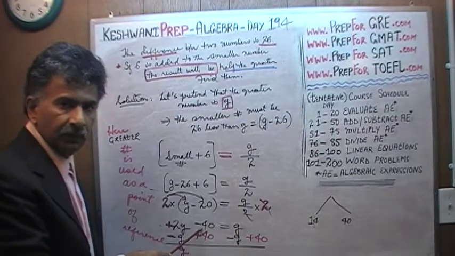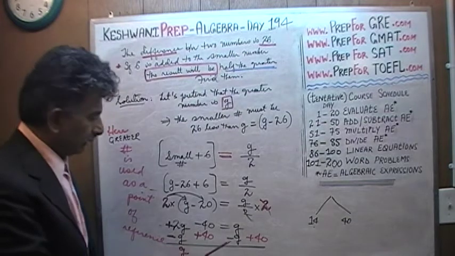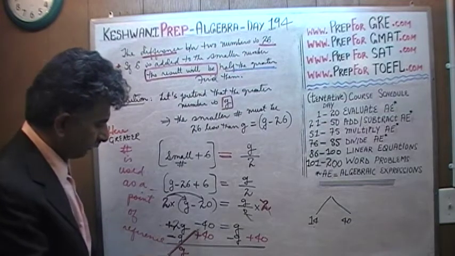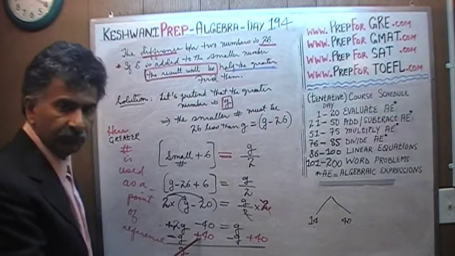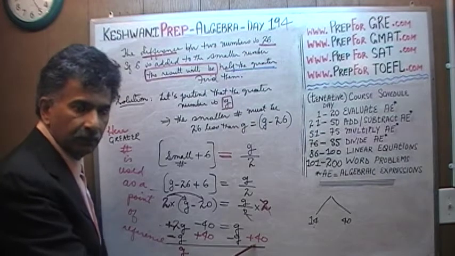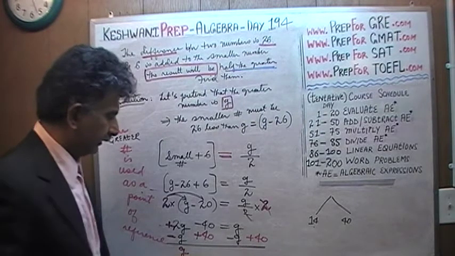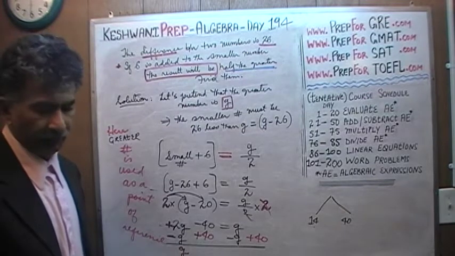This negative 40, by the time it is brought to the right hand side, is going to become positive 40, like this. Because how do you get rid of this negative 40? By adding positive 40 to this side. And if we add positive 40 to this side, we must add positive 40 to that side. Notice how I said it, add positive 40. That's how you have to say it.